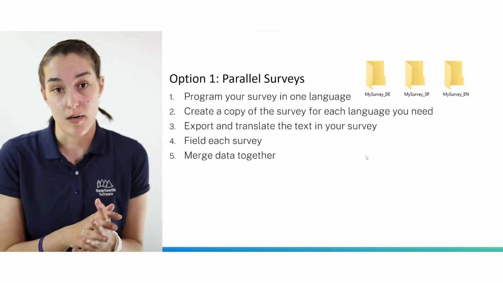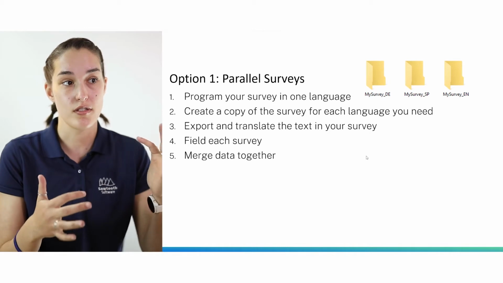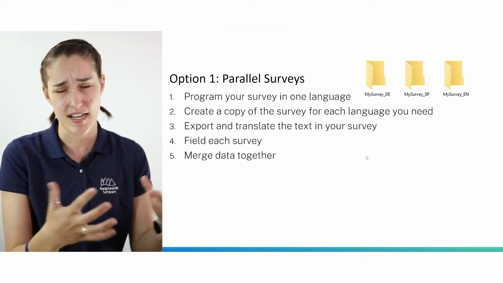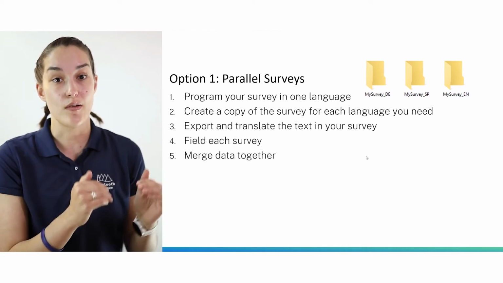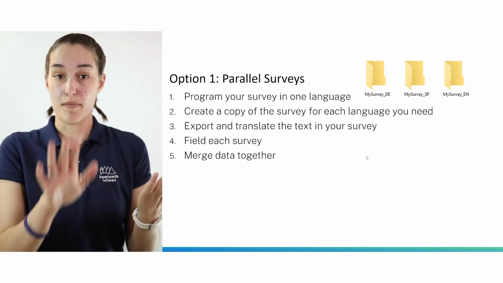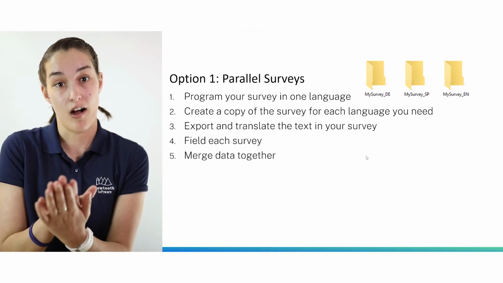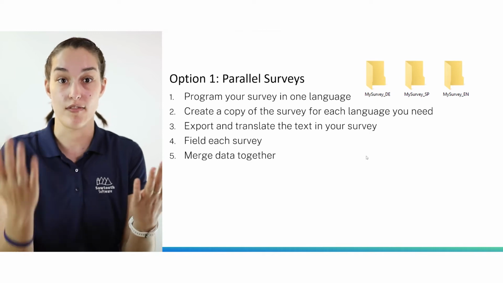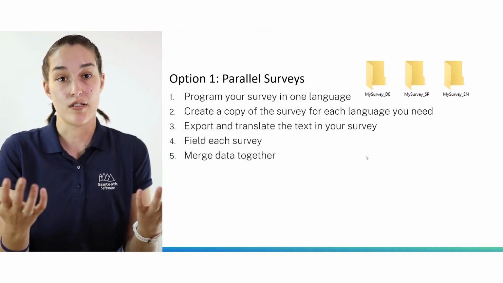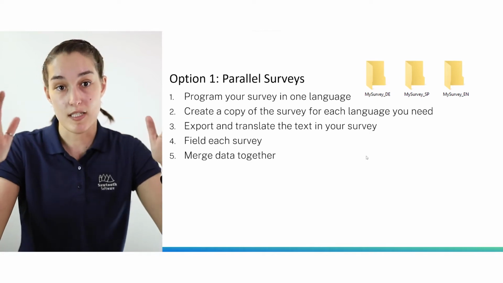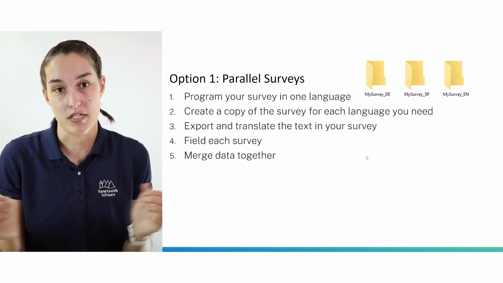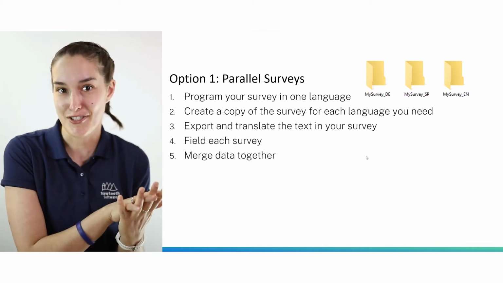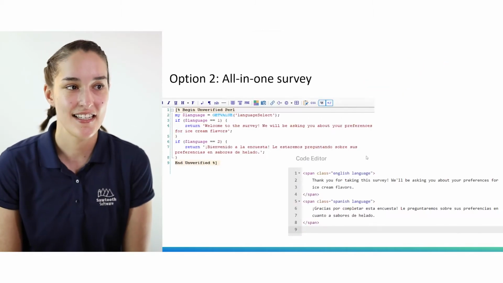Our first option, parallel surveys: we're first going to program our survey from beginning to end, our skip logic, our CBC exercise, everything in one language. Then we're going to make a copy of it and translate that copy, in this case to Spanish. So we have an English copy and a Spanish copy. Then we're going to send both up to the server, collect our respondents, and then merge our data together afterwards. We'll merge our English respondents with our Spanish respondents.